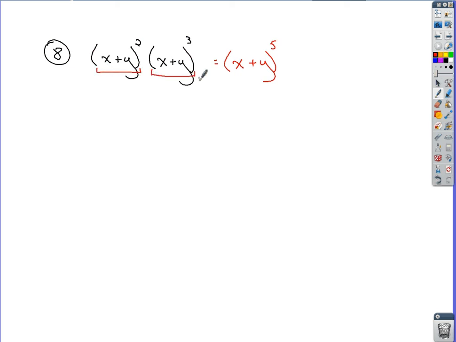These are the same expressions, same quantities, right? Which means they're the same bases. And since they're the same bases, you just add your exponents and keep the base the same. If we can understand that, now I think we can handle this problem. x plus y to the 5th is the answer. That's as simplified as it's going to get, unless we want to expand it out, which I don't think we really want to do.